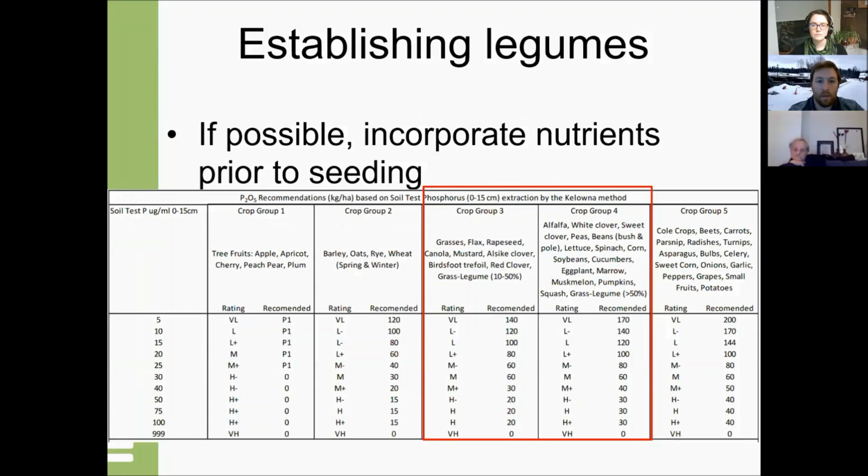So like I talked about earlier, prior to seeding, when you're establishing, you want to correct those deficiencies, and the best way to do that is to incorporate those nutrients. And of course, the amount we incorporate is going to best be based on our soil test level.